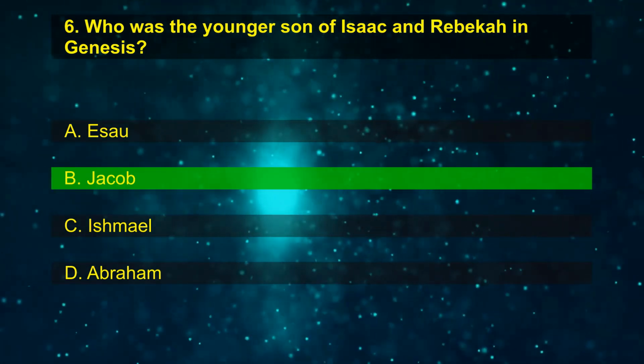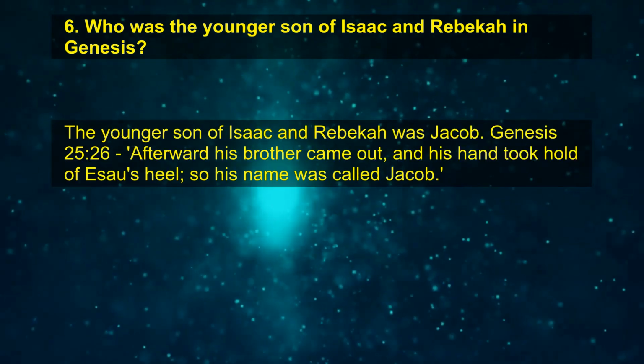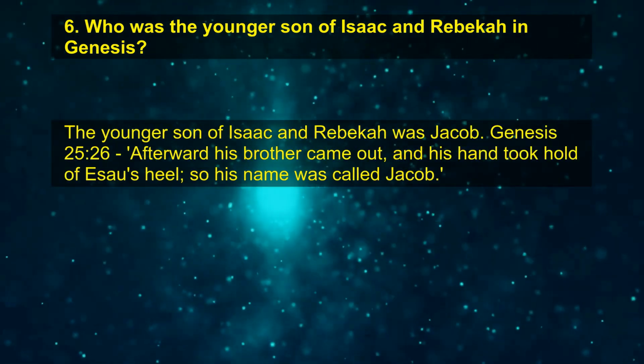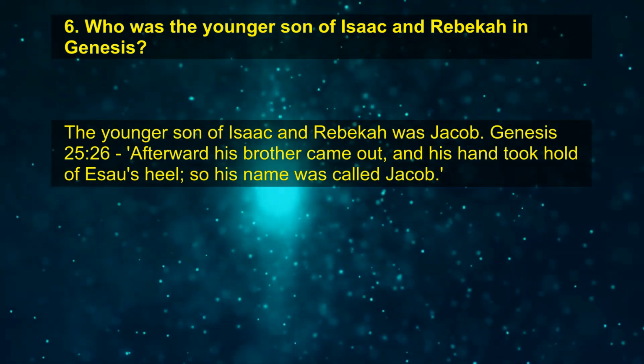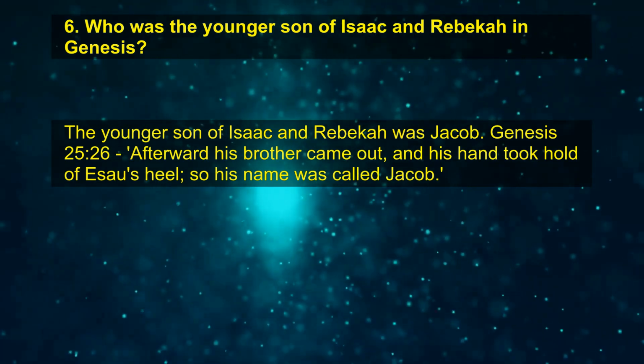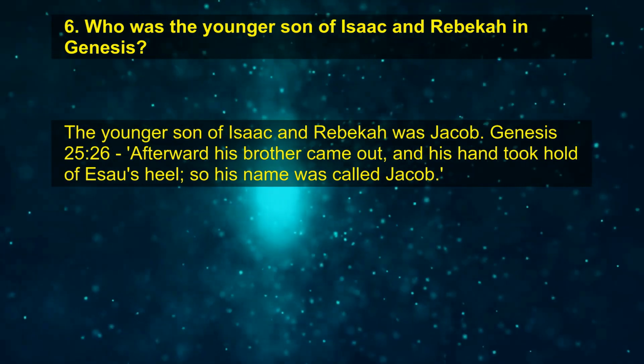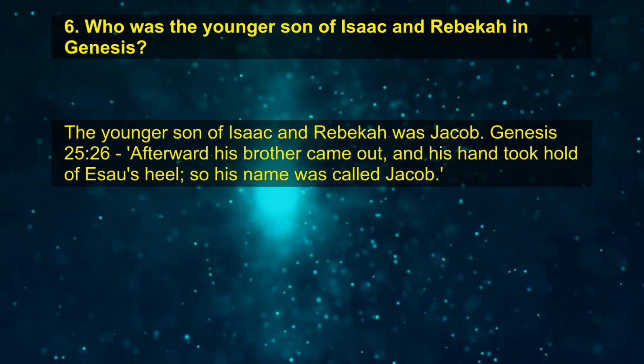Right answer is B. Jacob. The younger son of Isaac and Rebekah was Jacob. Genesis chapter 25 verse 26. Afterward his brother came out, and his hand took hold of Esau's heel, so his name was called Jacob.